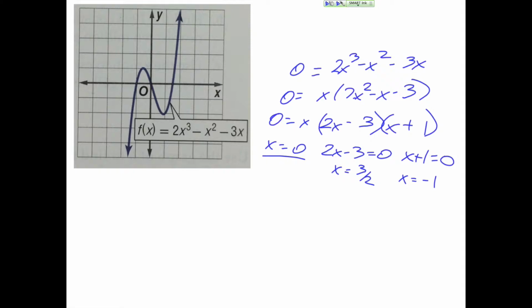So again, I want my answer to look like this. That's how I want you to give me the answer. I have a y-intercept at y equals 0. I have zeros at x equals 0, 3 halves, and -1. Now let's come back, and I'm going to show you that slide divide real quick as a refresher.